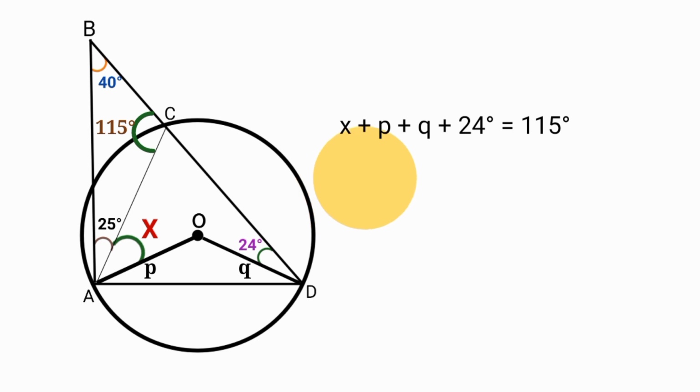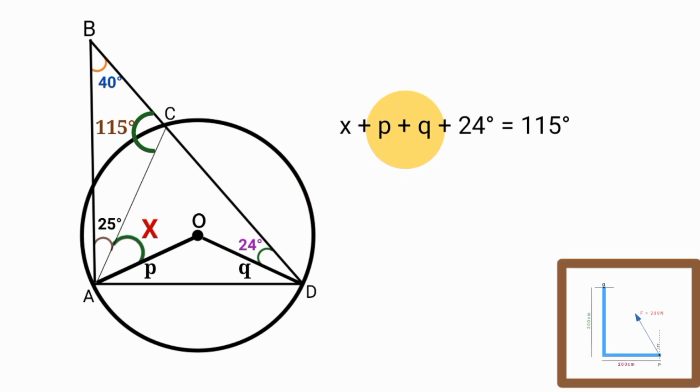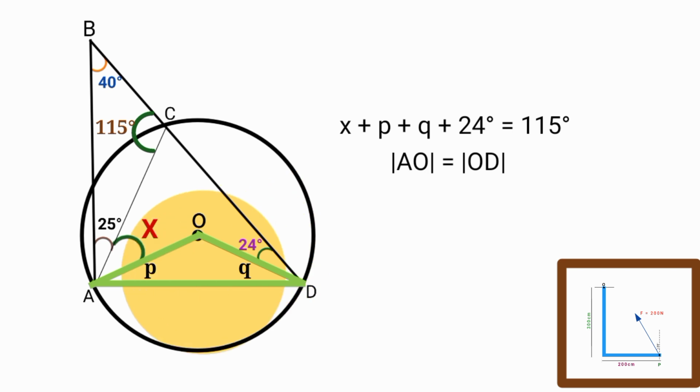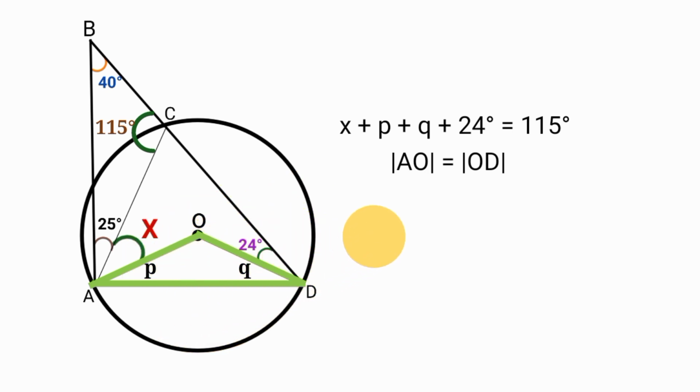But what are the sizes of angle P and angle Q? If you look, since both line AO and line OD are radii of the circle, that means line AO is equal to line OD, because the radius of a circle at all points is equal. Hence, triangle ADO is an isosceles triangle, meaning angle P here is equal to angle Q. So to find the size of angle P and angle Q, we need the size of this angle here.